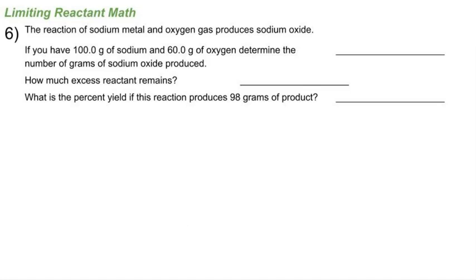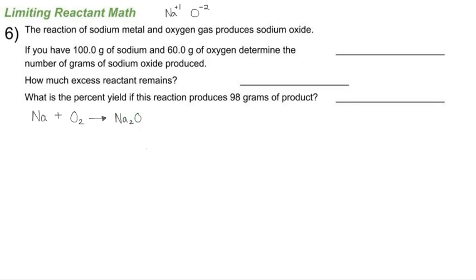So the first thing I'm going to do is write out this reaction. The reaction of sodium metal, so Na, reacting with oxygen gas, so oxygen's a diatomic, so I'll put a subscript of 2, produces sodium oxide. And I'll just do my crisscross up here at the top. Sodium is +1 and oxide is -2. So sodium oxide's formula is Na2O.